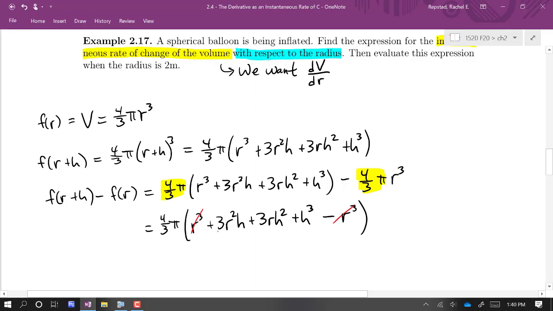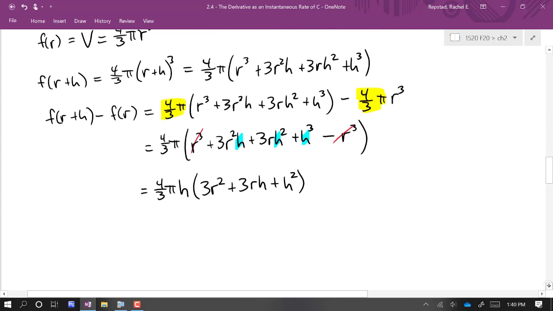Everything that's left here has a factor of h, right? There's the h, there's an h, there's an h. So I'm going to factor out an h. 4/3 pi h times 3r squared plus 3rh plus h squared. All right, this is what's going to go in the numerator of that limit.